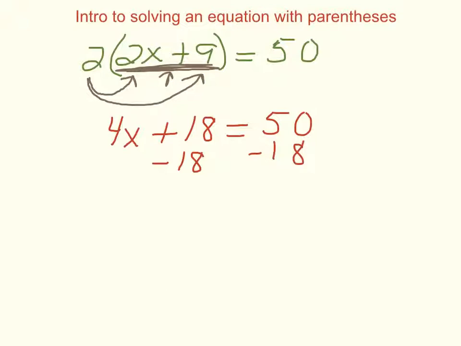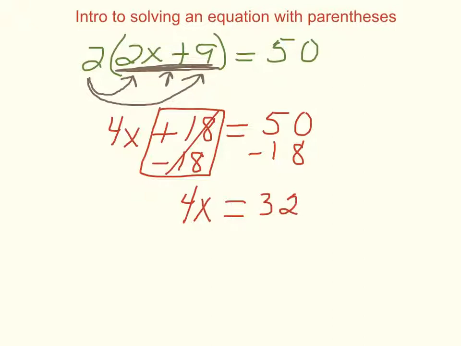Before we rewrite, let's double check: we have a positive 18 minus 18. That goes to 0, which is what we wanted to have happen. So we have 4x equals 50 take away 18, which gives me 32. Now I have one last step to take care of.